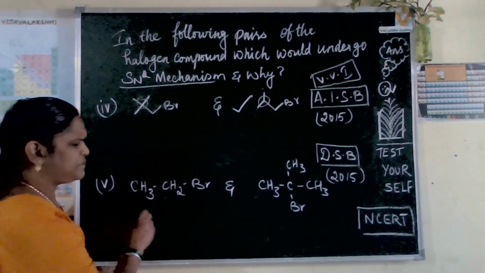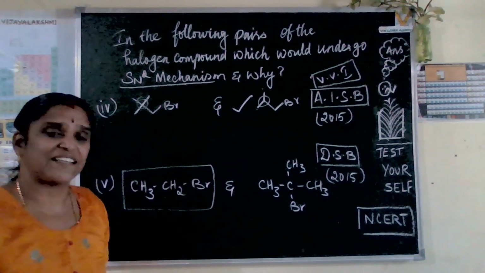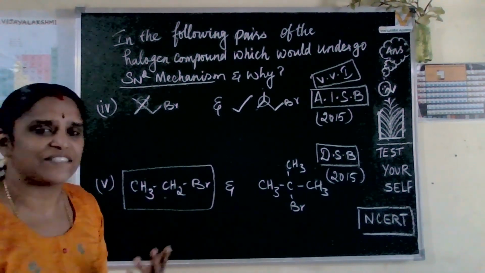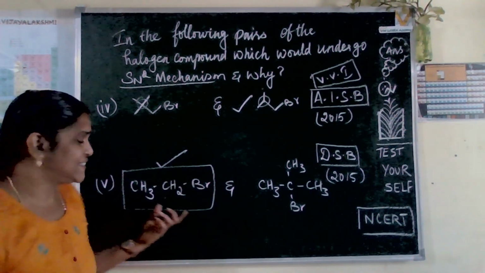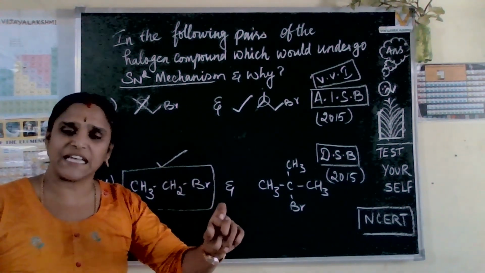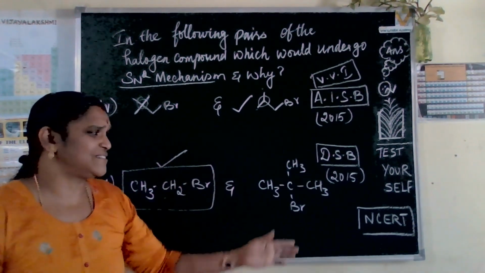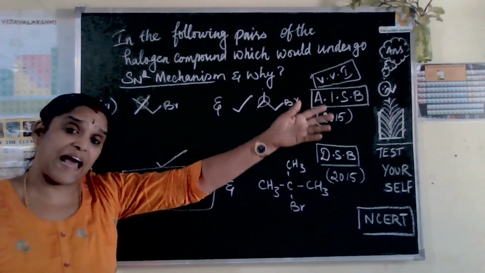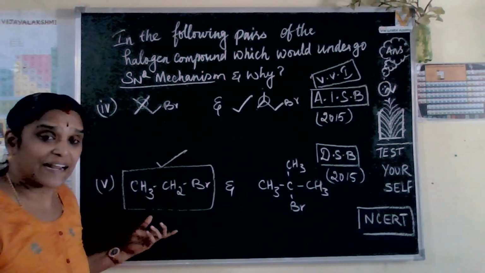Okay, now the next one. As you look at this, which will go very fast? If you know the concept, 100% before I say the answer, you will put the tick over here. Why? Because this is a direct CH3CH2Br, but this is tertiary. As the concept says, methyl, primary, secondary, tertiary. The tertiary will not undergo SN2 faster because it is last, but methyl and primary are first. Hope you got a clear idea.